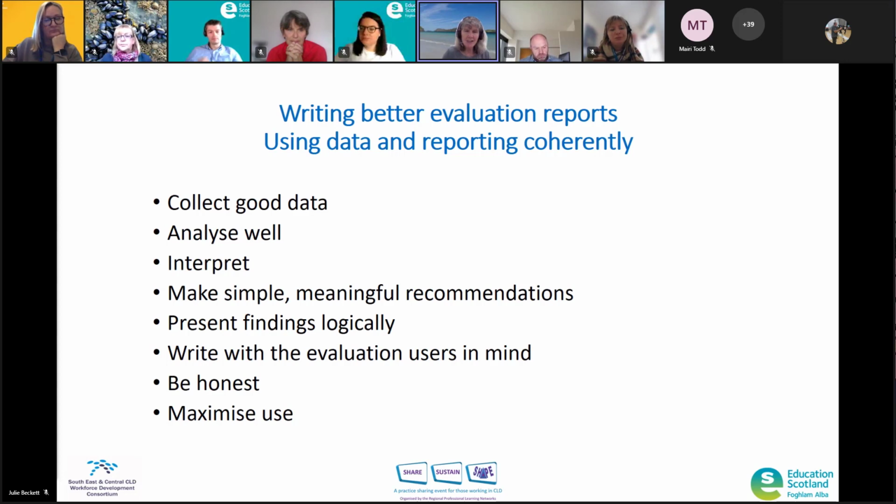So the first one, collecting good data. So many reports fail because their data is poor, or maybe there's just too much of it. Collect the data on what you're actually doing and include your outcomes that are negative as well as positive or unsure. When you've got some of that data, what do you do with it?